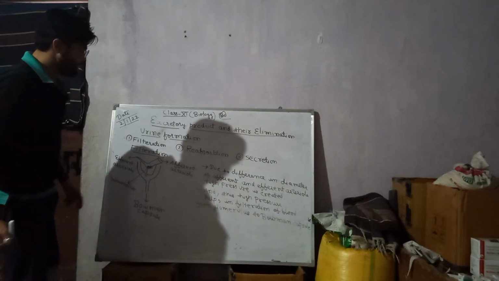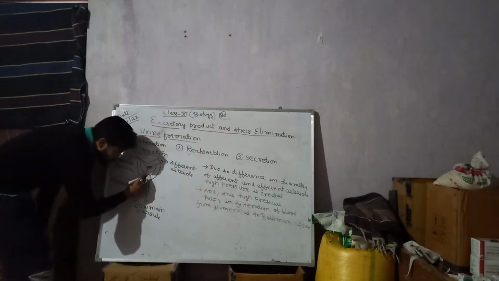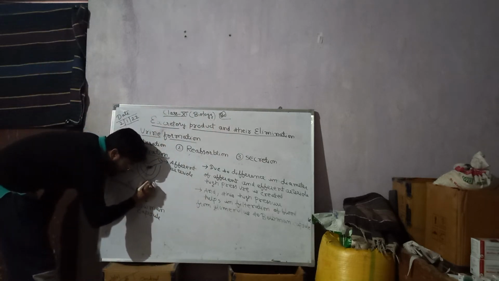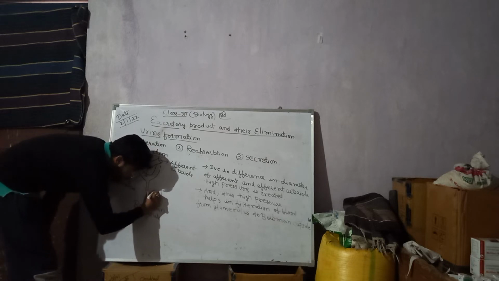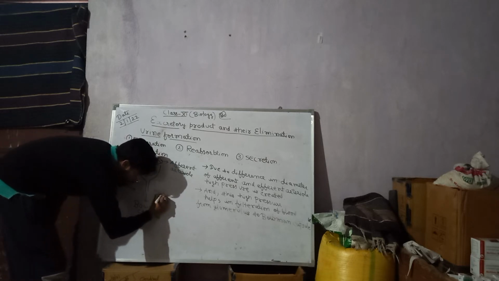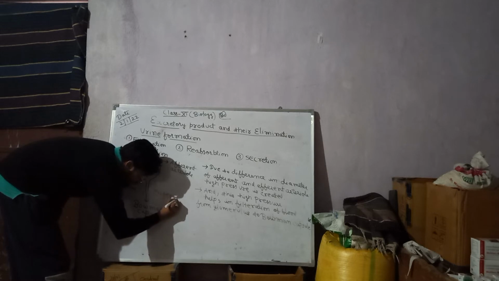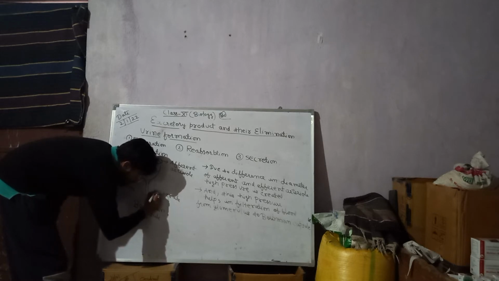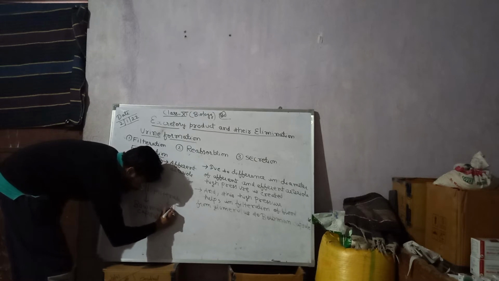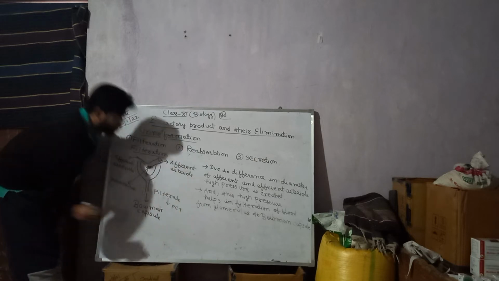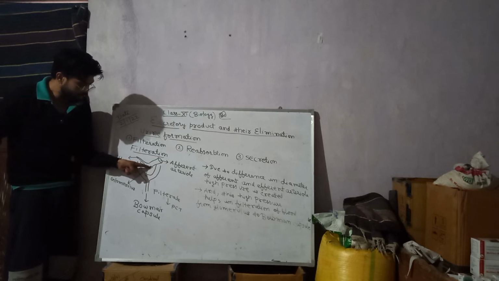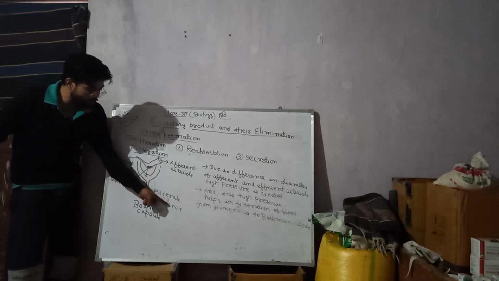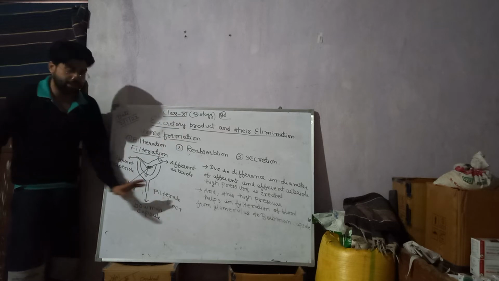Now, my dear students, here you are observing that the blood is coming to this Bowman's capsule. What comes out from the Bowman's capsule is known as filtrate. And this filtrate now moves to the PCT. Again, I am repeating: first, from the afferent arteriole, blood comes to the glomerulus. Then it becomes filtrate, and then it moves to the PCT.